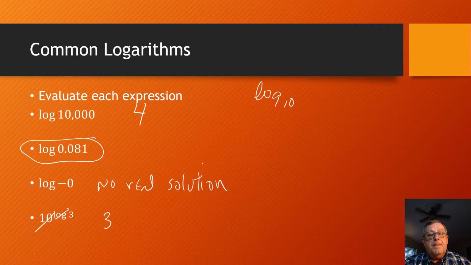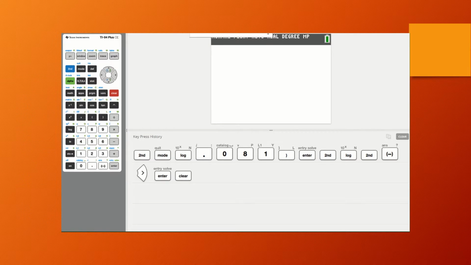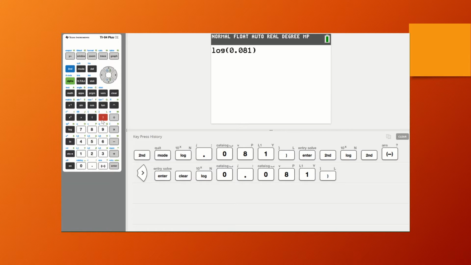the log of 0.081. All right, well, here we are over on the calculator, and we're going to evaluate the log of 0.081. And so I'm just going to hit the log button, which is just to the left of the number 7. So I hit log, it's going to give me a parentheses, and then I'm going to put 0.081. Close my parentheses, hit the enter button, and shazam, that's equal to negative 1.09, rounded to there.